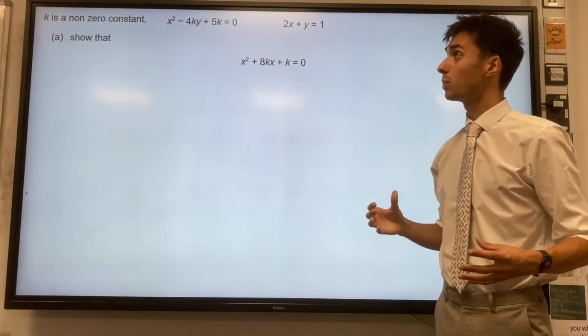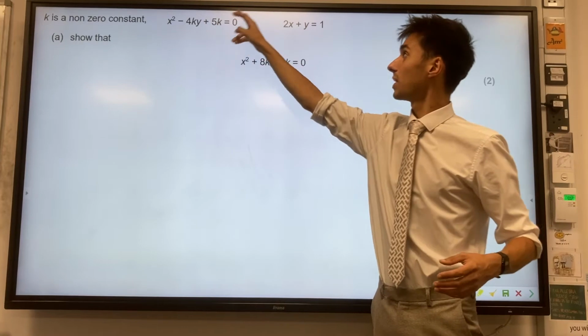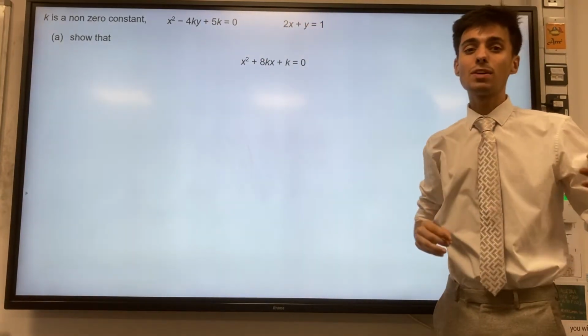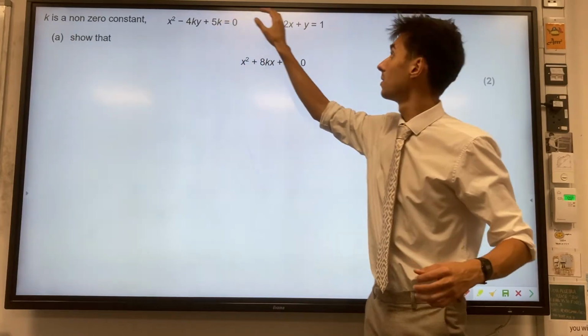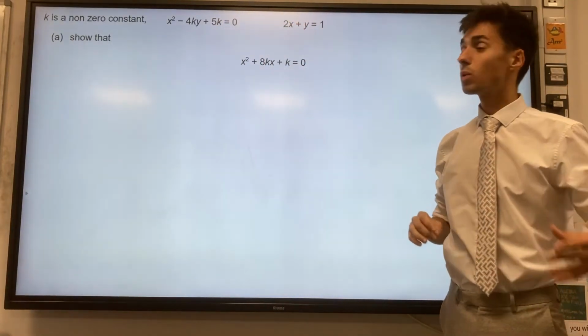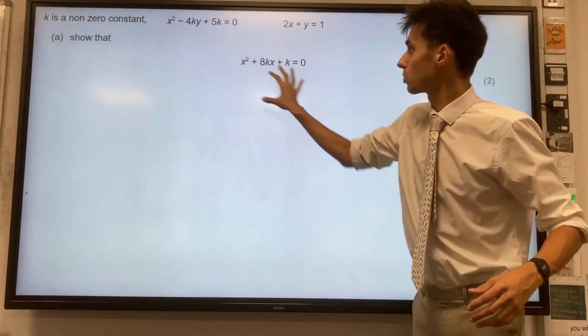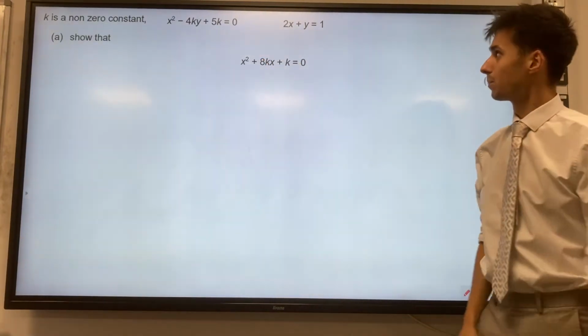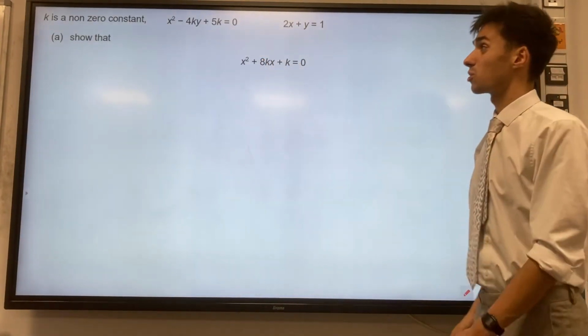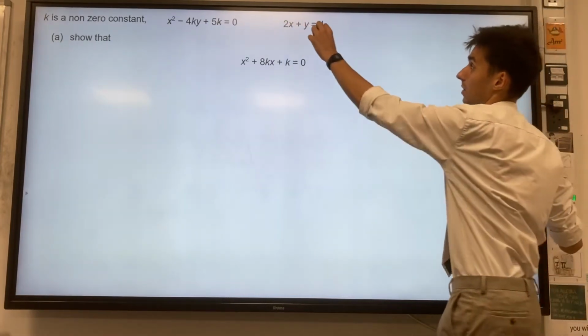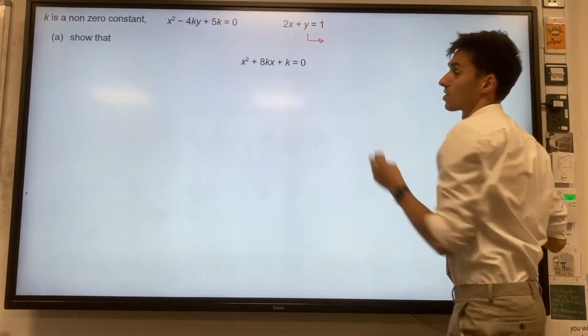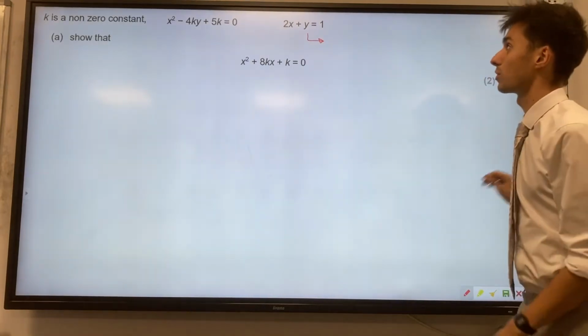In this question, we've got quadratic simultaneous equations. We've got a bit of an issue though, and that's that we have this unknown constant k in one of them. What we want to do first is show this result about x and k. So this question starts off like a lot of other quadratic simultaneous equations, in that we want to make y, in this case, the subject of the linear one of the two.